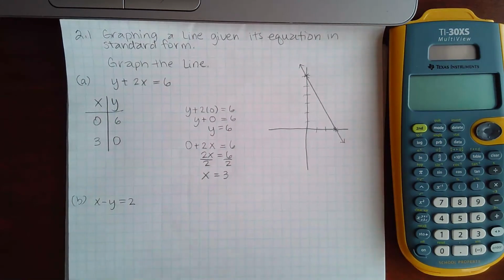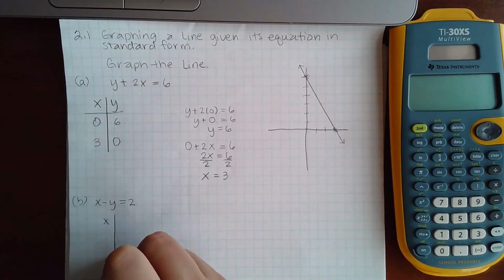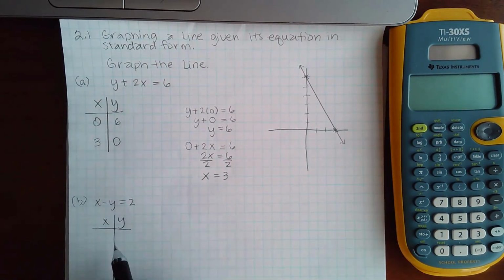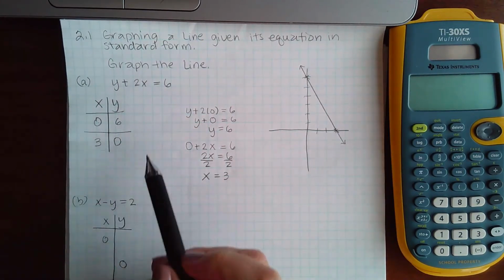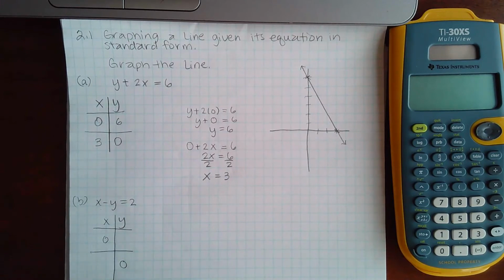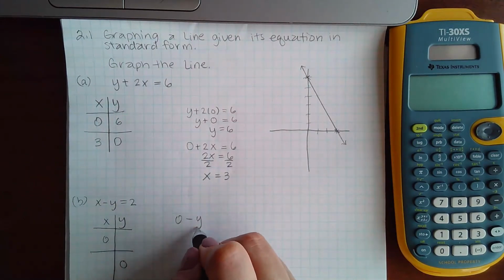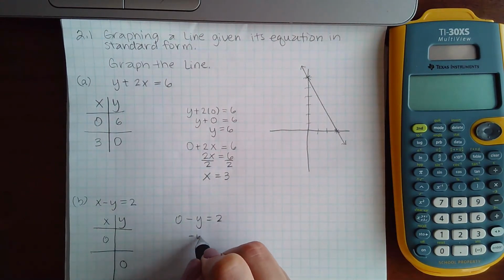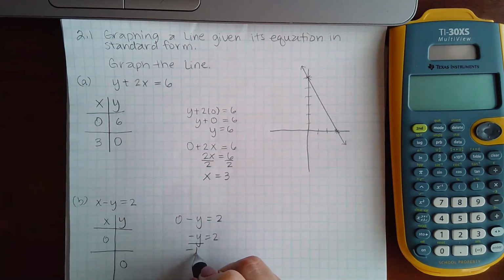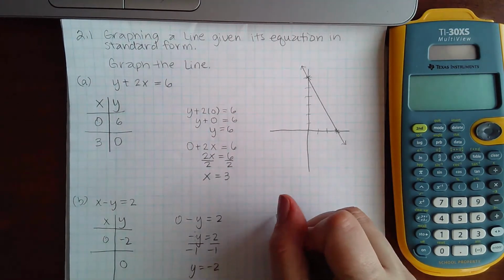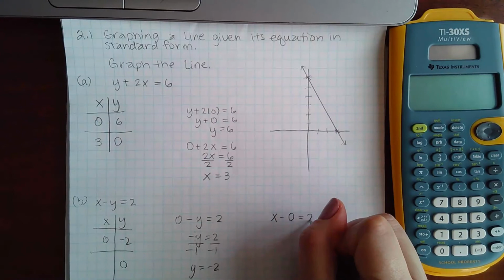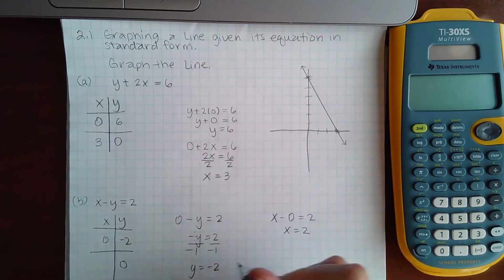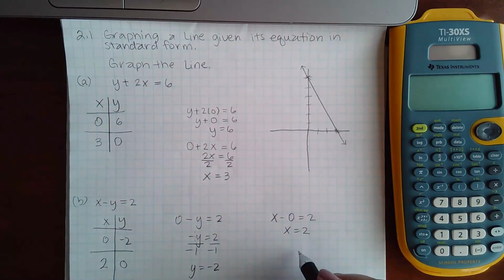Now here it's the same thing. So if I have x and y, I'm going to plug in 0 for x and then 0 for y. If it helps keep it straight, put a line in between, right? So I'm going to plug 0 for x. That's the same as saying negative y equals 2. So divide by that negative 1 coefficient, we get negative 2. Then when I plug in 0 for y, that's just x equals 2, which means I get positive 2.